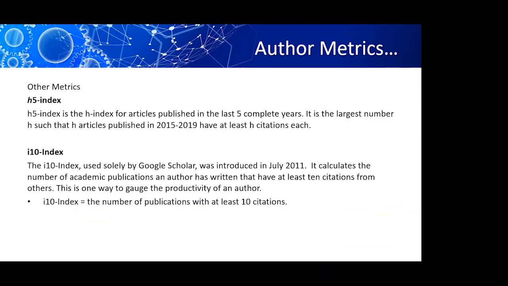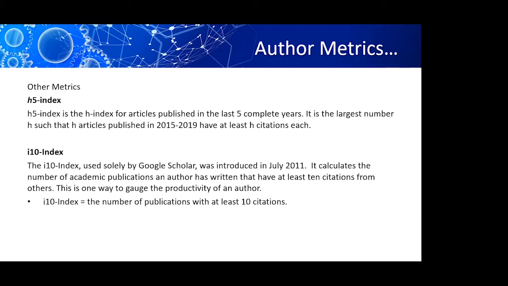Now I am moving to other important author metrics, that is the H5 index. This is exactly the same as the H index, but as the name represents, the H5 index is considered to calculate the publications published in 5 years. So it is the H index for articles published in the last 5 complete years. It is the largest number H, such that H articles published in 2015 to 19, for example, means published between these 5 years, the H5 index is calculated, and the publications considered here are from 5 years.